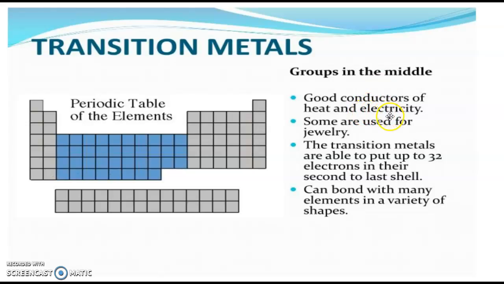Next one is the transition metals, that is D block elements. They are good conductors of heat and electricity, and they can be used for jewelry purposes. The transition metals are able to put up to 32 electrons in the second last shell, that is the penultimate shell. They can bond with many elements in a variety of shapes, for example, coordination compounds. You have studied these D block elements in coordination compounds.